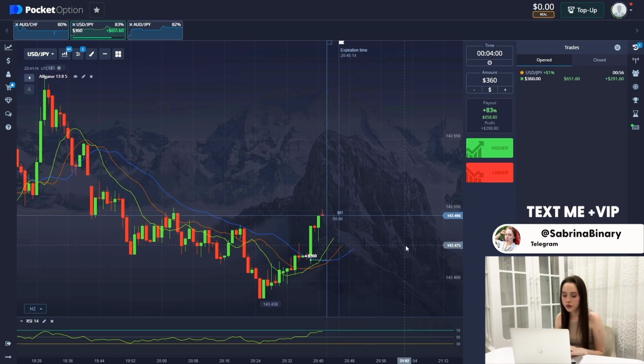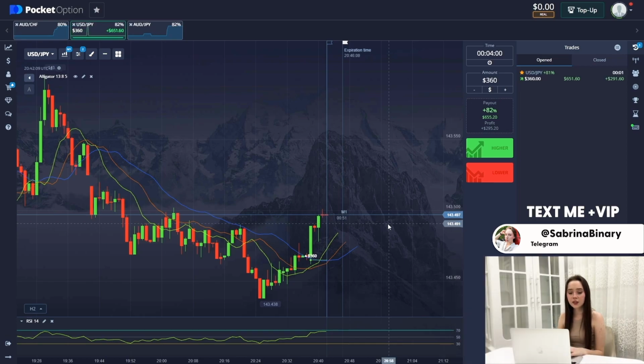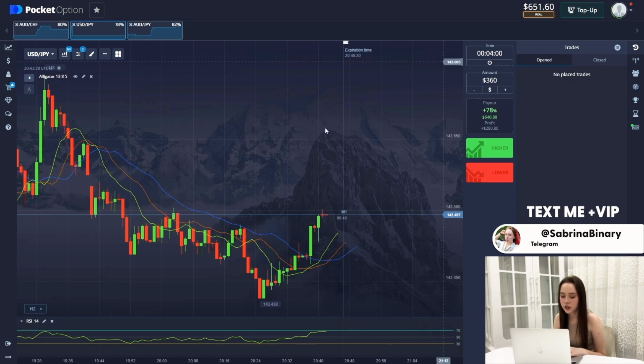Right now there is a huge gap thanks to which our deal will not fall in the red. But still, let's watch the further movement. And the second deal is also closed and the profit was $291.60. And you and I are moving on to the last currency pair for today.